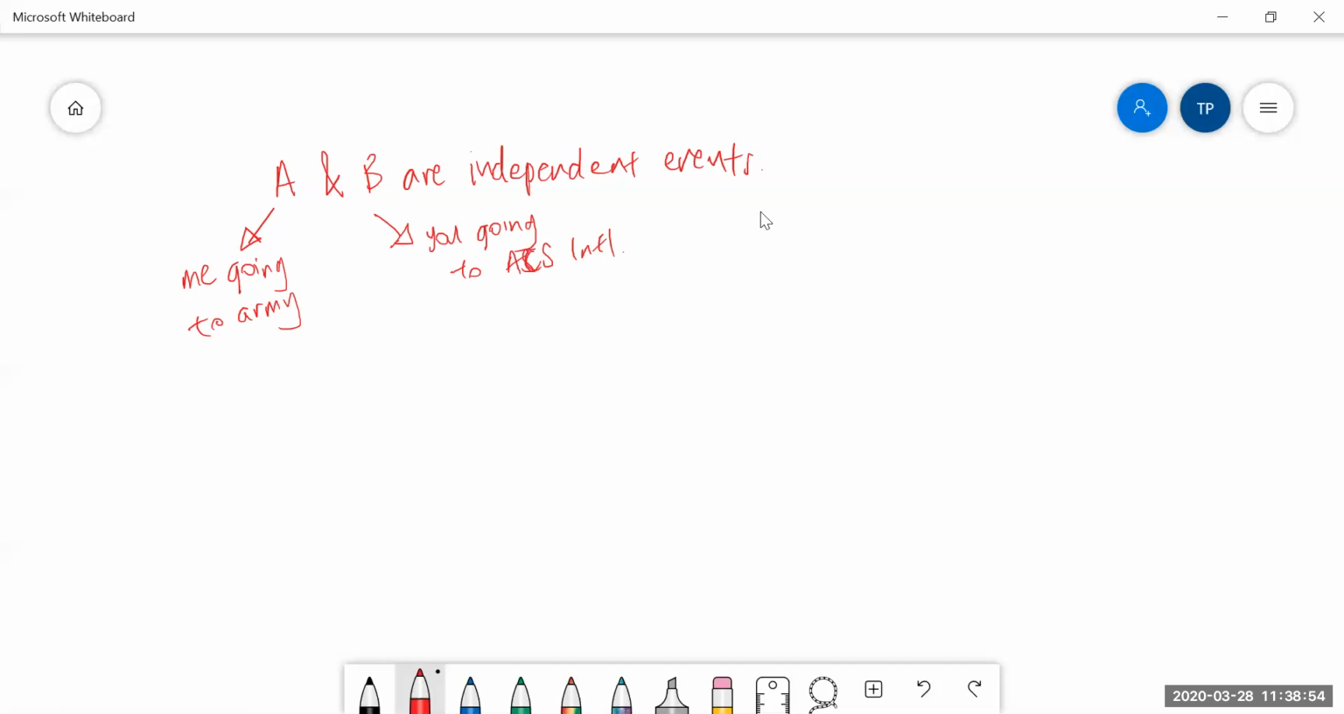When I go to army, you can still go to school. When you go to school, I can still go to army. We do not depend on each other. So when two events do not affect each other, they are independent. Whatever formulas you see come from conditional probability: the probability of A given that B has happened.